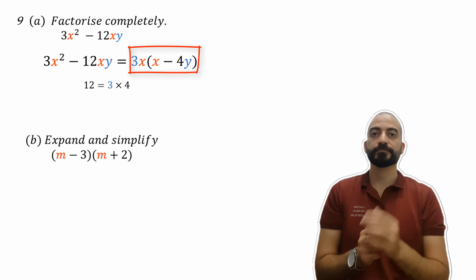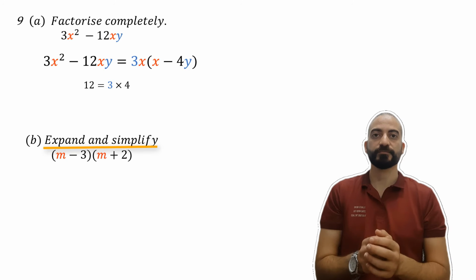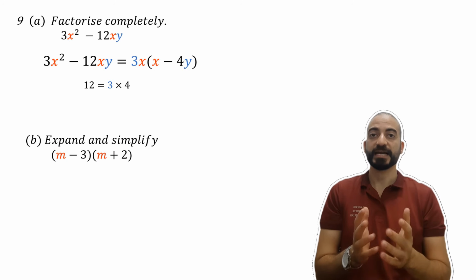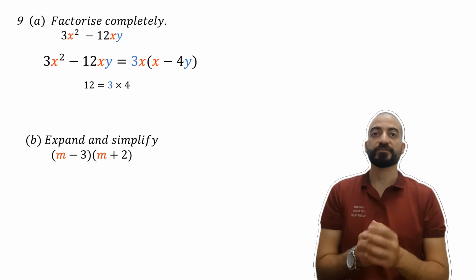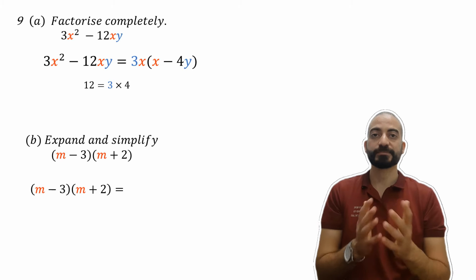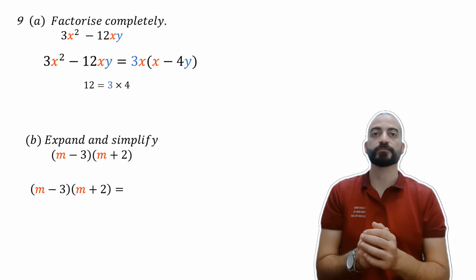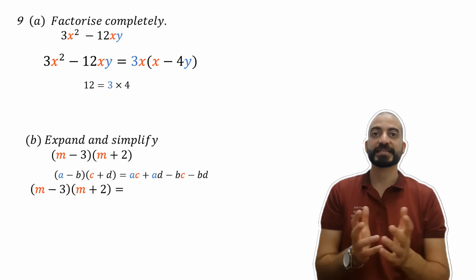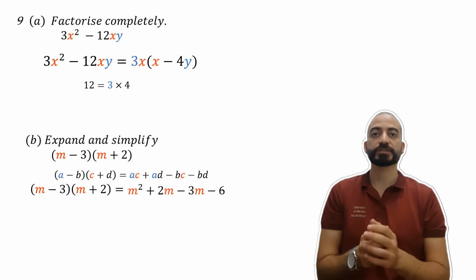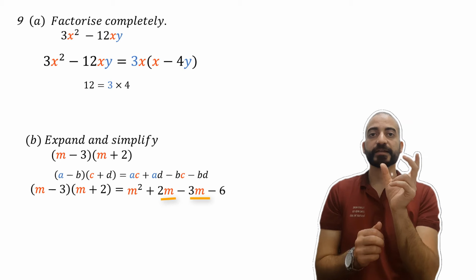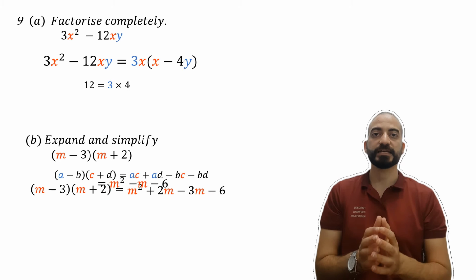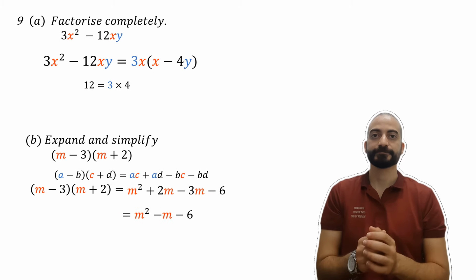Now we move to part B. Expand and simplify m minus 3 times m plus 2. When we have this form and we want to expand, we can use this rule. So we get this answer. Now we notice that we have here m and here m, so we can combine them together and finally get this answer.